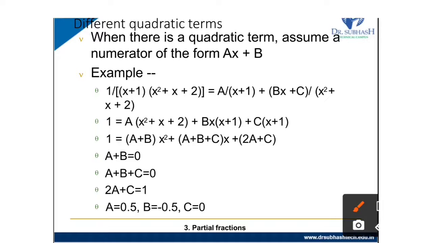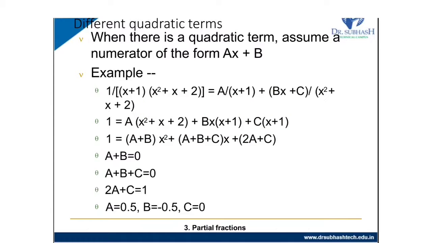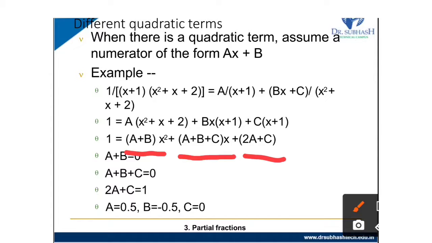Now change the terms into the form of x square coefficient, x coefficient and constant. So here a multiplied by x square plus x plus 2, then bx times x plus 1. In that, a is multiplied with the x square, then ax, then 2a, then bx square plus bx plus cx plus c. We open the bracket, then we separate the terms x square, x and without x. So a plus b is the coefficient of x square, a plus b plus c is the coefficient of x, then 2a plus c. It will be compared with the left side.